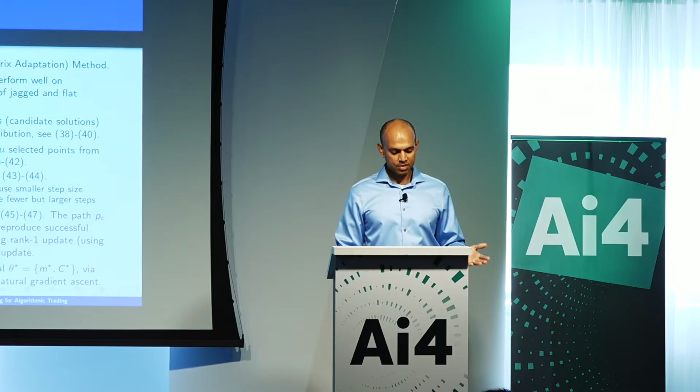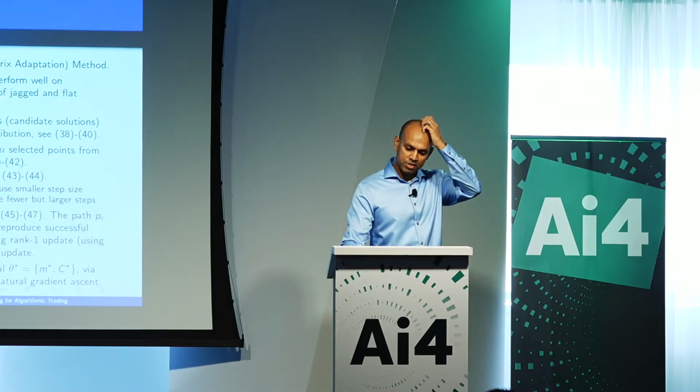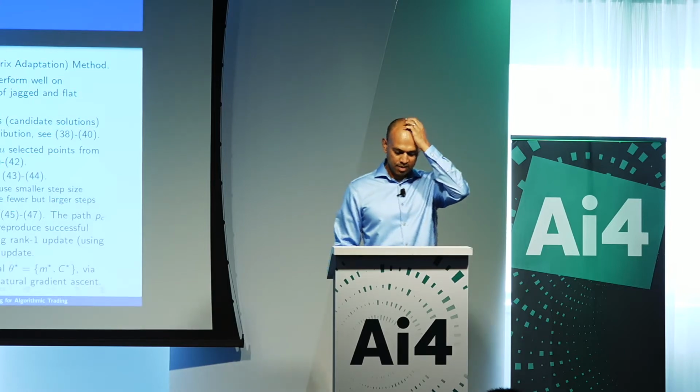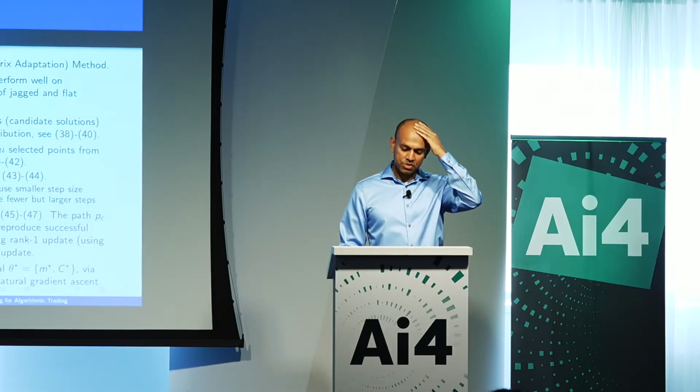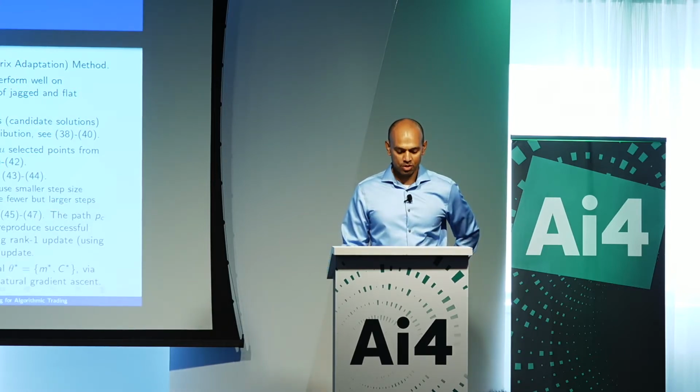So there are two sets of parameters. Again, it's a Gaussian method. We have a mean vector, and we have a covariance matrix that we need to update. There are a couple of interesting features to this approach, CMA.